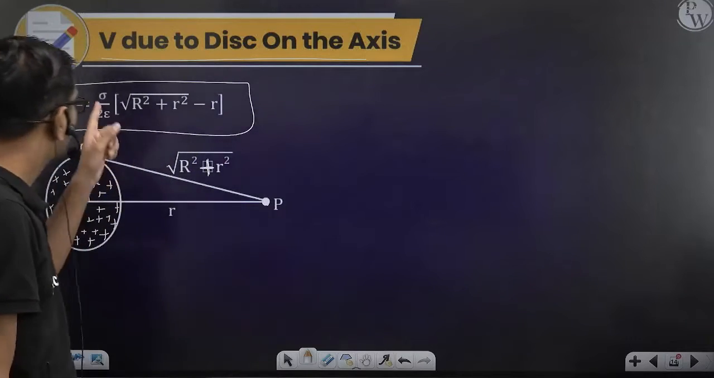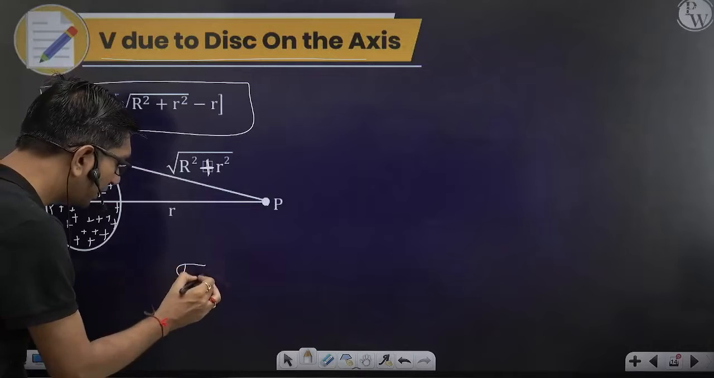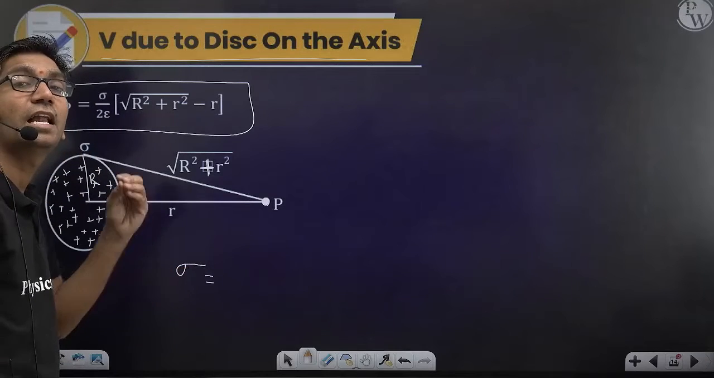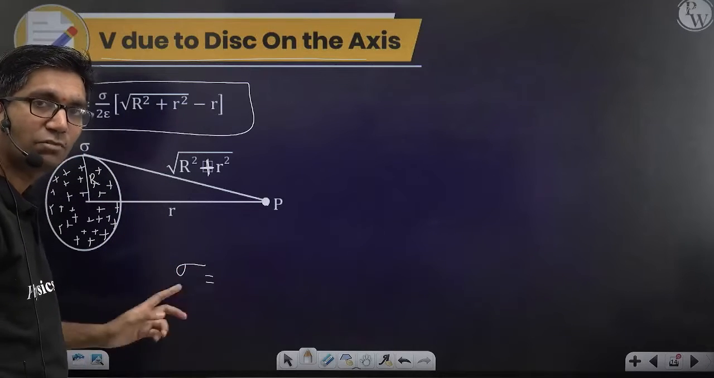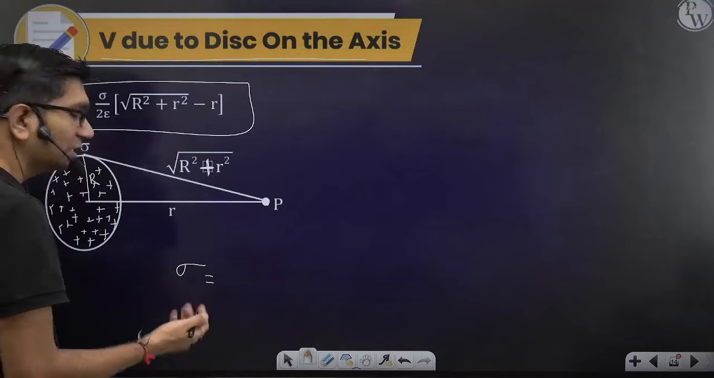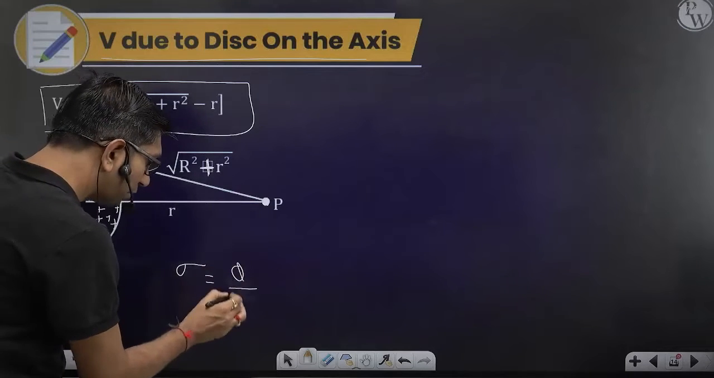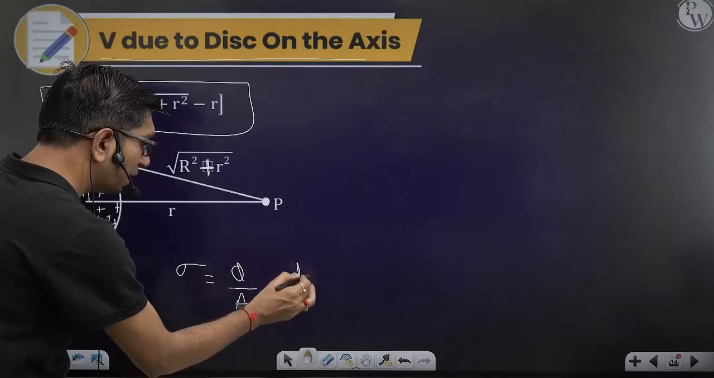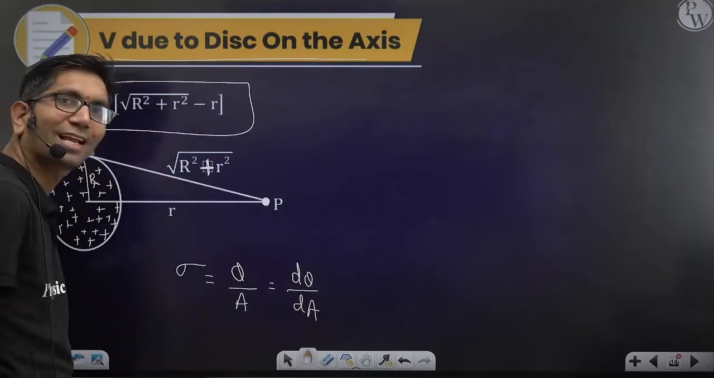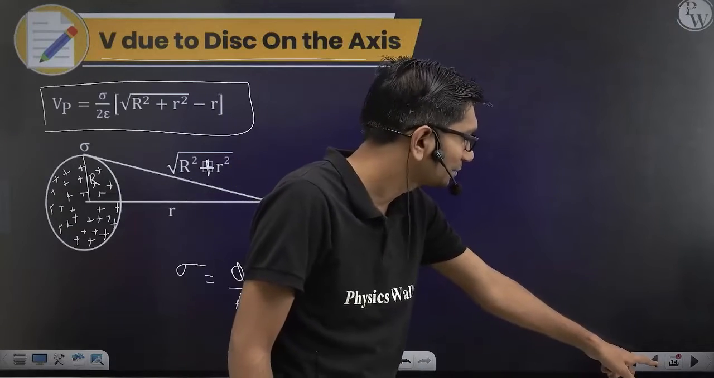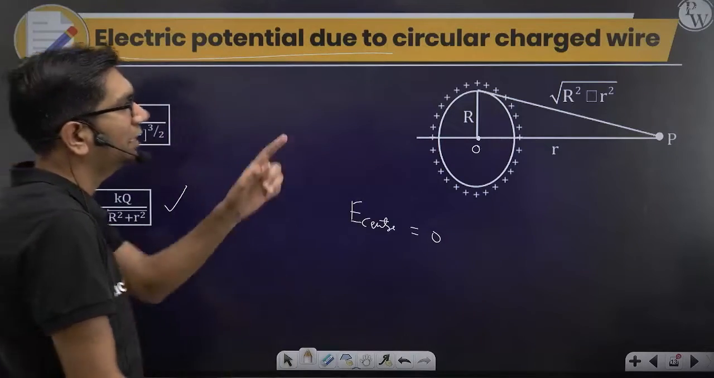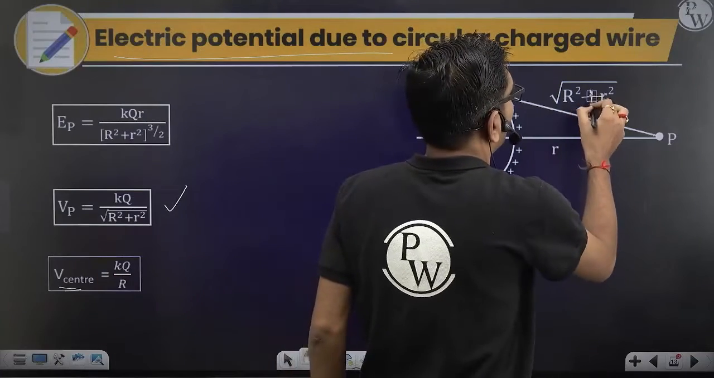Okay, sigma is what? Areal charge density. What is its formula? Total charge by total area, small charge by small area. Is it clear? Yes. Now, see here, I have forgotten to write a plus here.